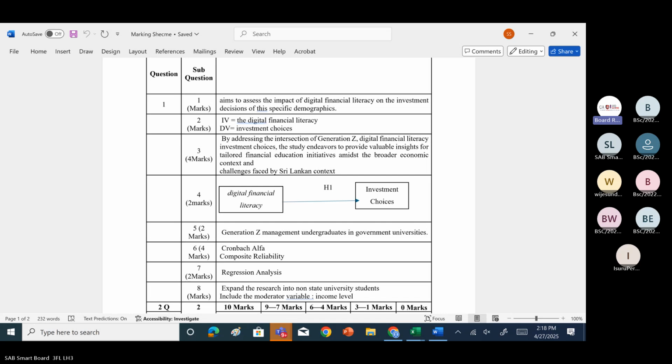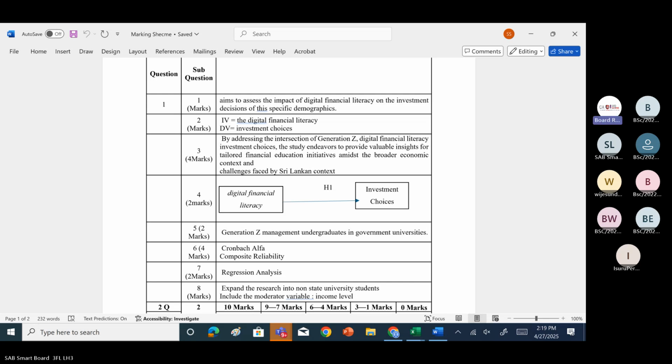Right. So then, section 5, what does it have? Population for the study. Right? Especially given to us. What's the population? Generation Z management undergraduates, only in the government universities. So that is the population. 2 marks. Right. You need to identify all these facts and figures included in the abstract. What we can do is read it very carefully and complete it as well.